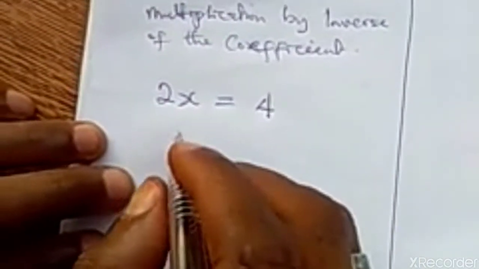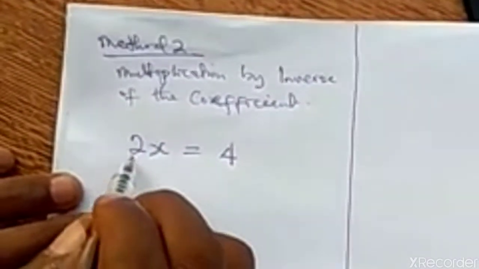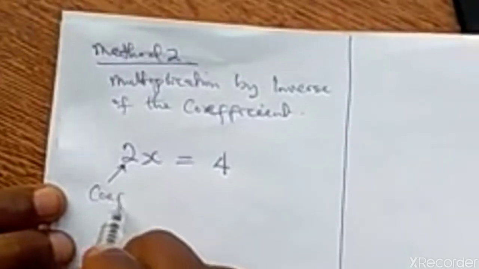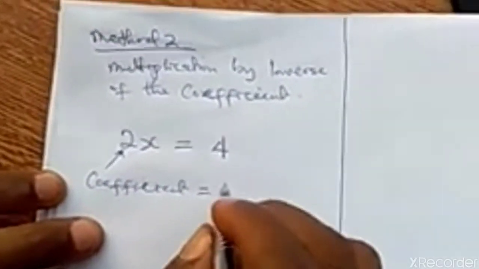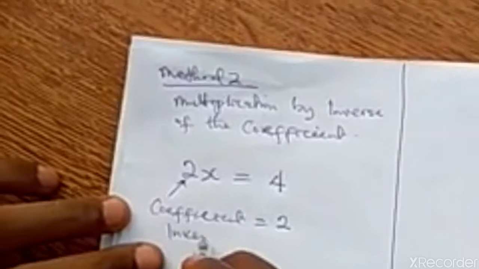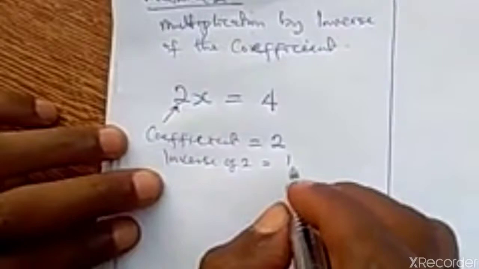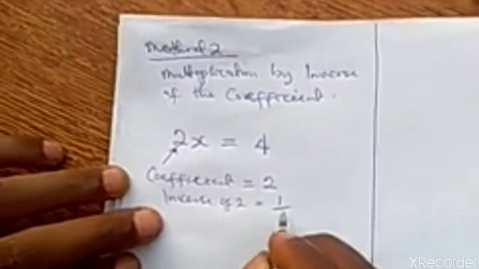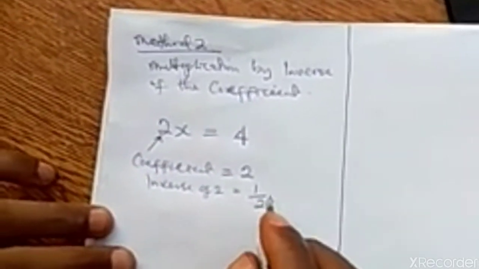But let us not just use that method. Let's use multiply by the inverse of the coefficient. What is the coefficient of the unknown here? The coefficient is 2. So we are multiplying by the inverse of the coefficient. If the coefficient is equal to 2, what is the inverse of 2? Multiplicative inverse of 2, because we are multiplying, will give you 1 over 2. Remember, so we need to multiply both sides by 1 over 2.